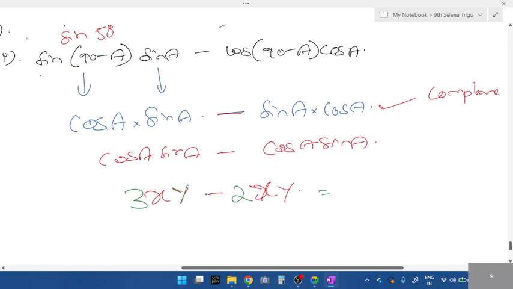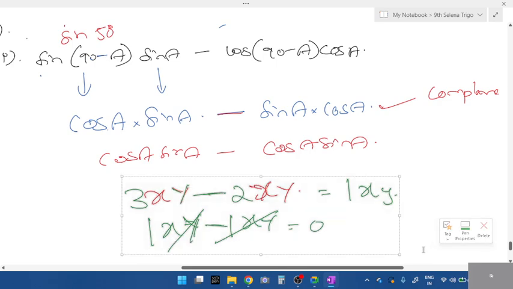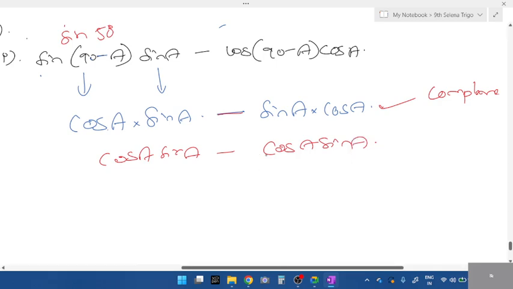No, not divided. Subtract, right? 3 minus 2 is how much? 1. Yes. If just xy minus xy is given, what is 1xy minus 1xy? It becomes 0. It gets cancelled. In the same way, can you see cos A into sin A minus cos A into sin A? Both are same. It gets cancelled. The answer is 0.